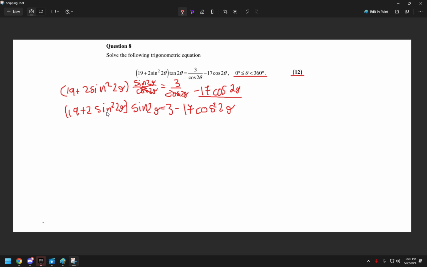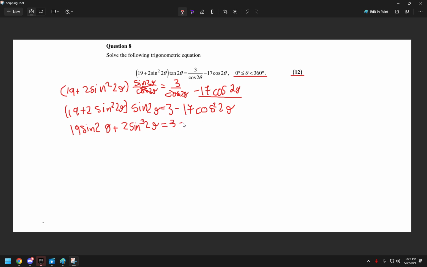If I multiply the left side now by this sine 2 theta, it would become 19 sine 2 theta plus 2 sine cubed 2 theta. Now this is where it becomes weird because usually you don't get a cubic for this. Normally you can just put the quadratic into your equation solver, but this time you can put the cubic in. So it becomes 2 sine cubed 2 theta equals, so this side remains the same.